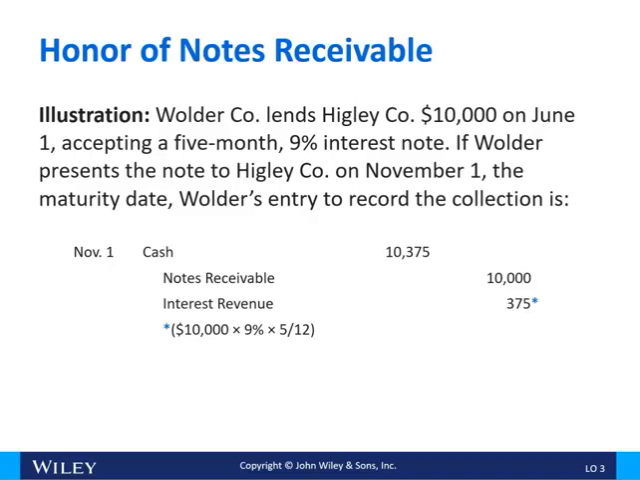We have interest revenue, so the interest that we are collecting, in this case 9% for 5 months of $10,000, is face value times the interest rate times time. So the 10,000 times 9% times 5/12, $375. And the cash collected is the sum of those, the face value and the interest. So $10,375, we debit cash.